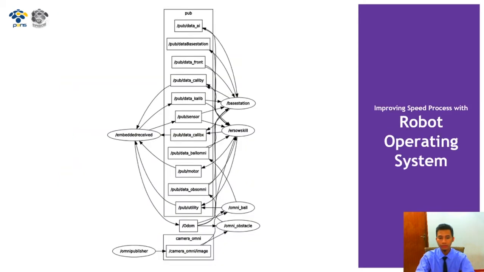Okay, this is the graph of the Robot Operating System in the robot. So we can see this is the Omni publisher, this is the input, and then it is sent into camera Omni and divided into two: Omni ball and Omni obstacle, and then added with odometry and sent to the base station. So the vision is here at the bottom.